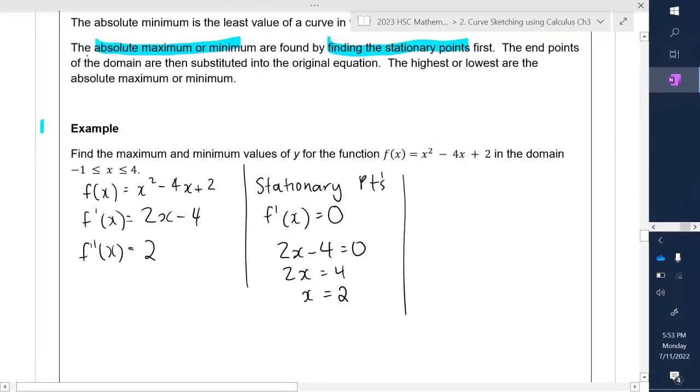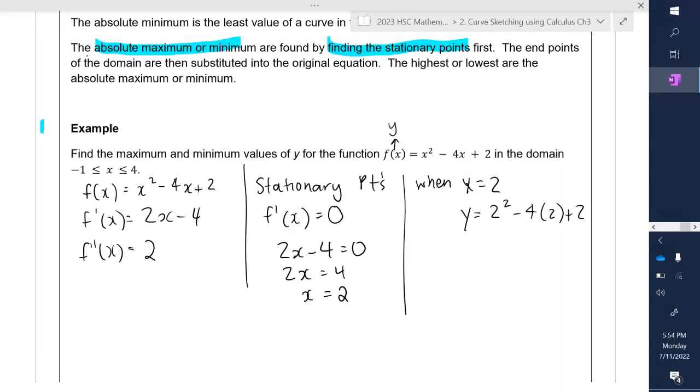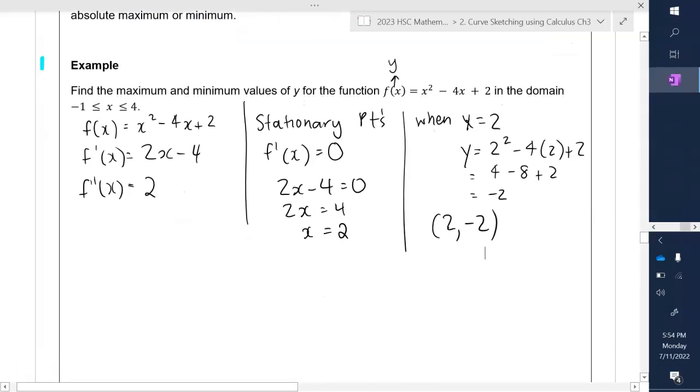Let's find our y value. So when x is equal to 2, y, which is f of x, remember f of x is just y, is going to be equal to 2 squared minus 4 times 2 plus 2, which is 4 minus 8 plus 2, which is 6 minus 8, which is minus 2. So we have a stationary point at (2, -2). Okay, so now we have our stationary point.